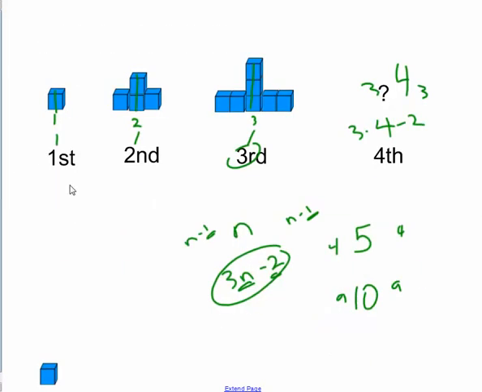And then you looked at this shape. First figure has 1 tower with 0 on the sides. Second figure has a tower of 2 with 1 on the side. Third figure has a tower of 3 with 2 on the sides. The fourth figure would have a tower of 4 with 3 on the sides. And the fifth figure would be a tower of 5 with 4 and 4. The 10th figure a tower of 10 with 9 and 9. The nth figure a tower of n with n minus 1 on the right and n minus 1 on the left. And if we add those n's, we get 3n minus 2.